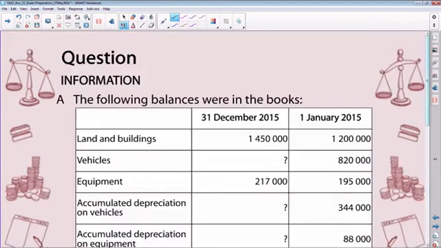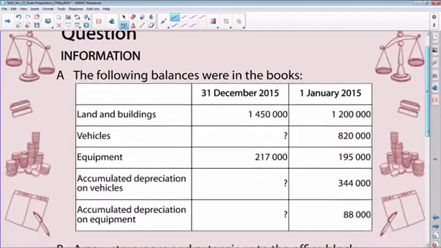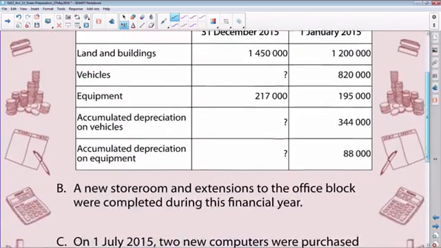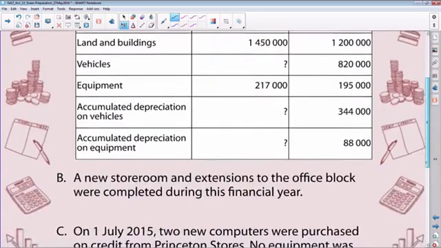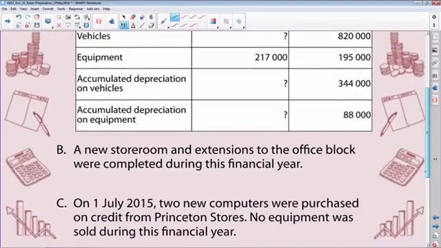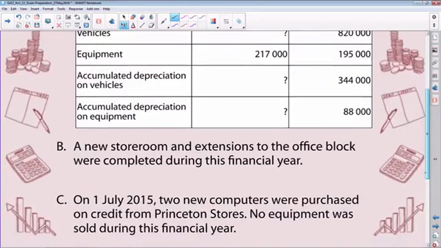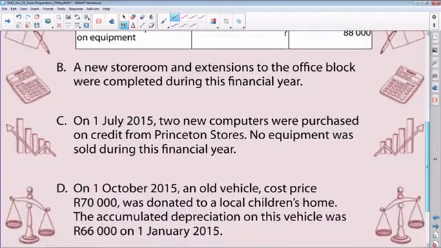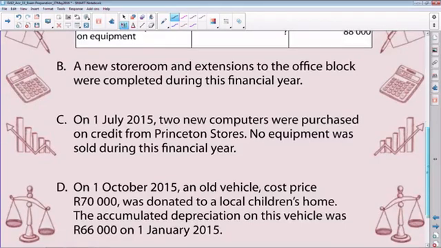What do we have here? We are told that the following balances appeared in our books with regards to land and buildings, vehicles, equipment, and accumulated depreciation on vehicles and equipment. We are also told that a new storeroom and extensions to the office block were completed, and that 2 new computers were purchased. No equipment was sold, and on the 1st of October 2015, an old vehicle with a cost price of 70,000 was donated to a local children's home. The accumulated depreciation on this vehicle was 66,000 Rand.